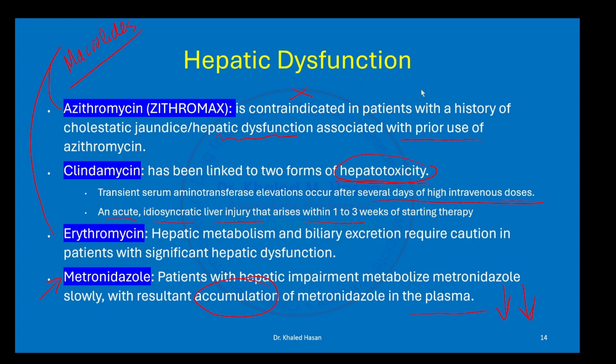So the question now: which of the following medications should be prescribed carefully, or should not be prescribed, to a patient with severe hepatic dysfunction? Azithromycin, clindamycin, erythromycin, metronidazole. So what is required? Number one, the first choice for us is to decrease the drug dose. If the patient suffers from severe hepatic dysfunction, stop; this is considered contraindicated. It's not allowed to prescribe this medication to your patient.